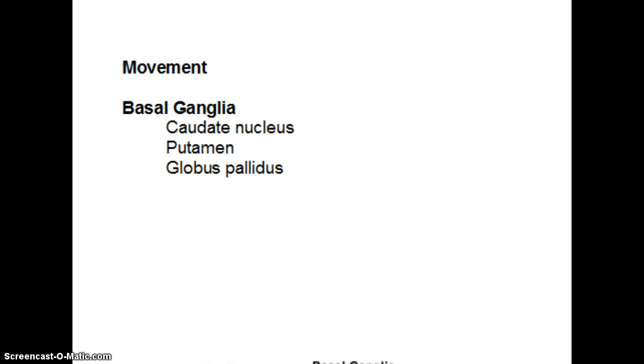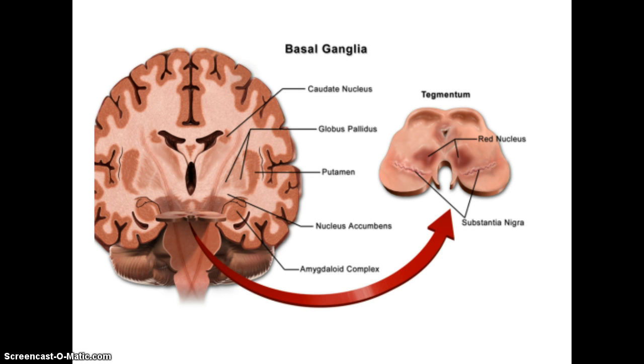These two structures together are sometimes referred to as the striate or the striatum. A third structure in the basal ganglia is the globus pallidus. In this diagram, we can see where these structures are located in a cross-section of the human brain.